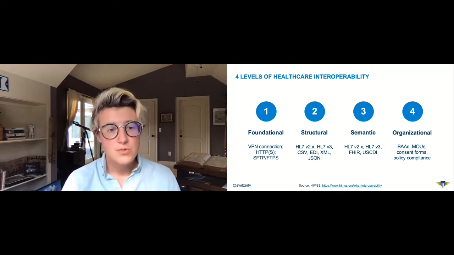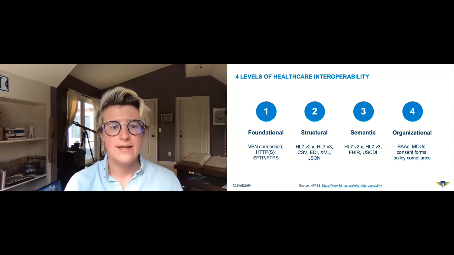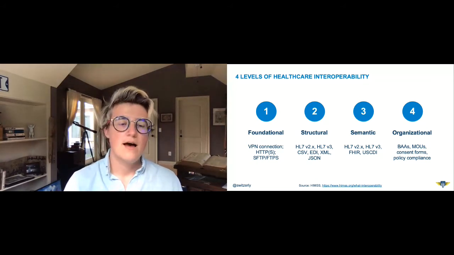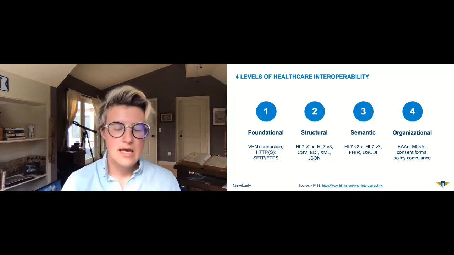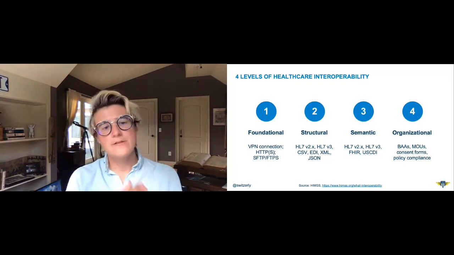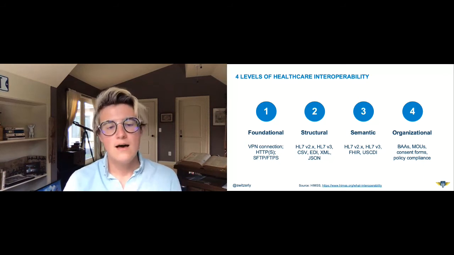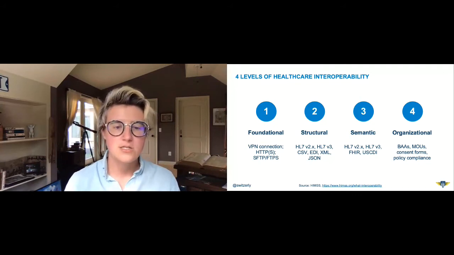And V2 is basically EDI, and V3 is XML based. And these formats basically define the structure in which you send data and health messages. And they kind of bleed over into the semantic. So that's why I have them in semantic as well, because they do define certain elements and they have some expectations around what goes where and what those things mean.